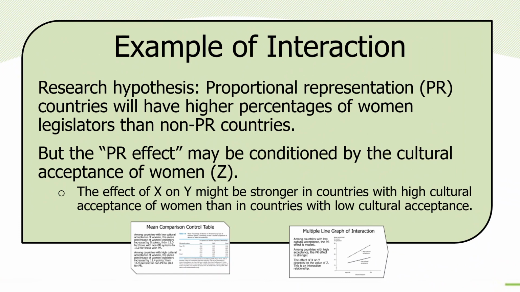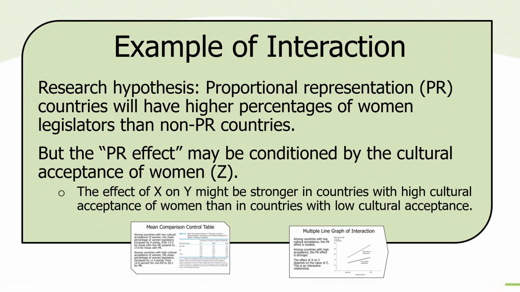But here's an interesting wrinkle. It may be that the PR effect, as we can call it, may be conditioned by the cultural acceptance of women. There's an interesting dialogue between institutionalists who think you can do a lot with institutions: if everything else is the same and you change the institutional arrangements, you can produce different electoral consequences than if you have a different set of institutional arrangements. The counter argument there is, well, it may matter if there's a cultural acceptance. There may be a cultural variable that may be conditioning whether these institutions work as you've hypothesized.